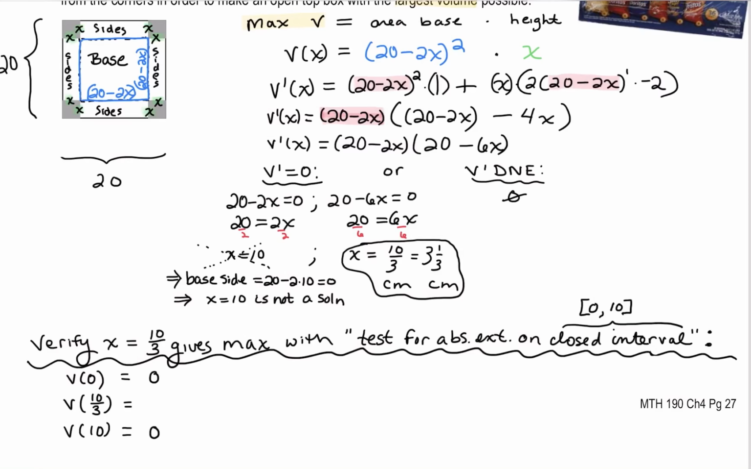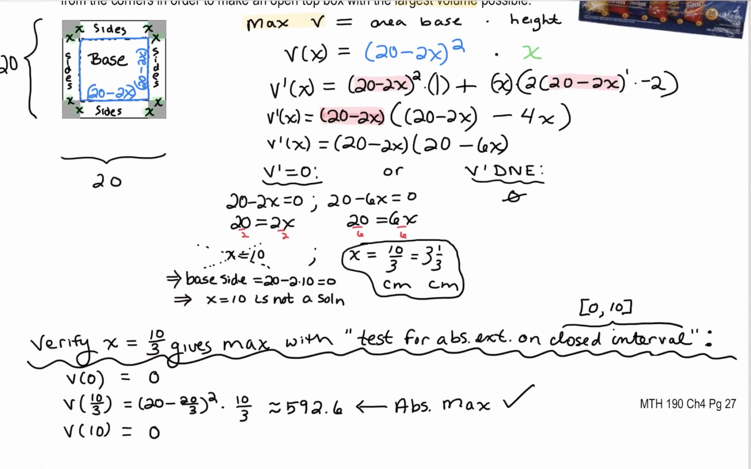And then if I sub in 10 thirds, so I'm going to have 20 minus 20 thirds, quantity squared, and then times the 10 thirds. So hang on just a second, let me grab my calculator here and sub this in. Okay, so this comes out to be approximately 592.6. All right, so the test for absolute extrema on the closed interval says the smallest value you get is the absolute min, and the largest value you get is the absolute max. And so the absolute max definitely occurs here at x equals 10 thirds.